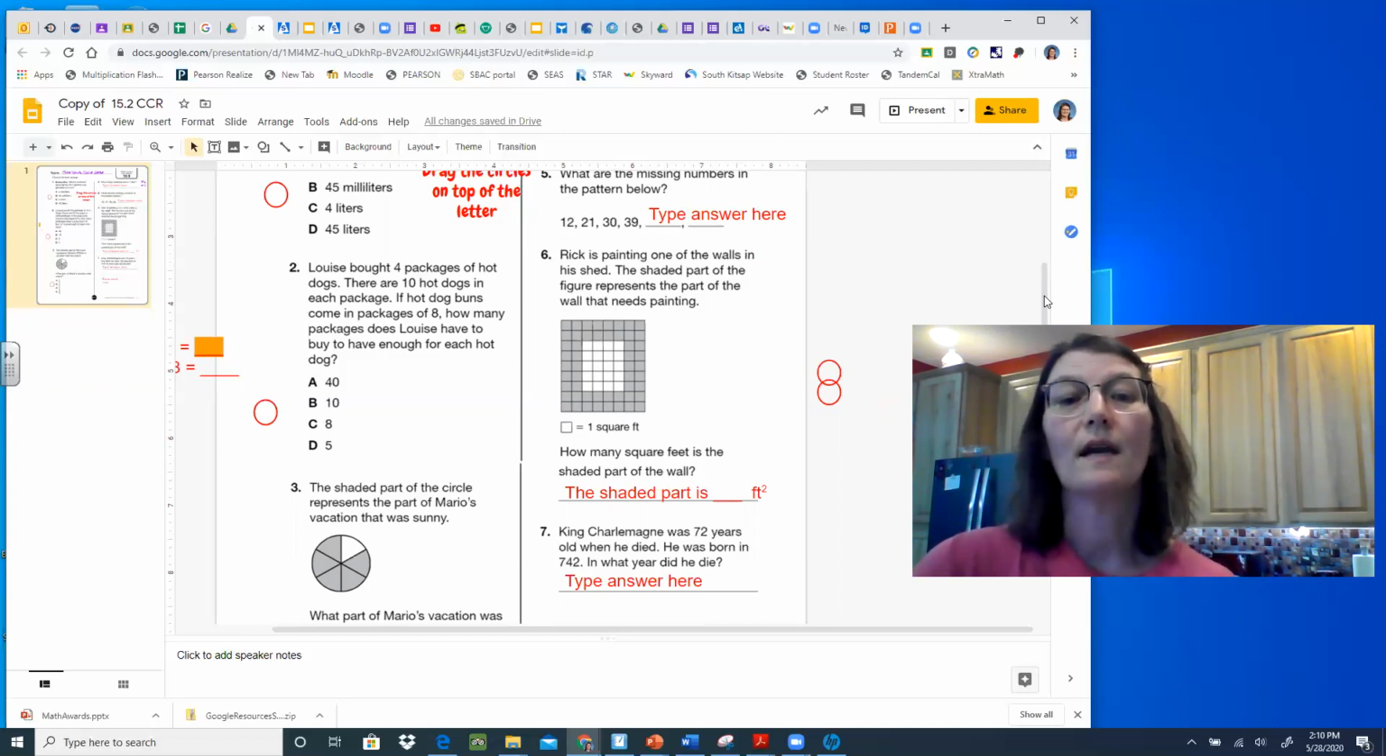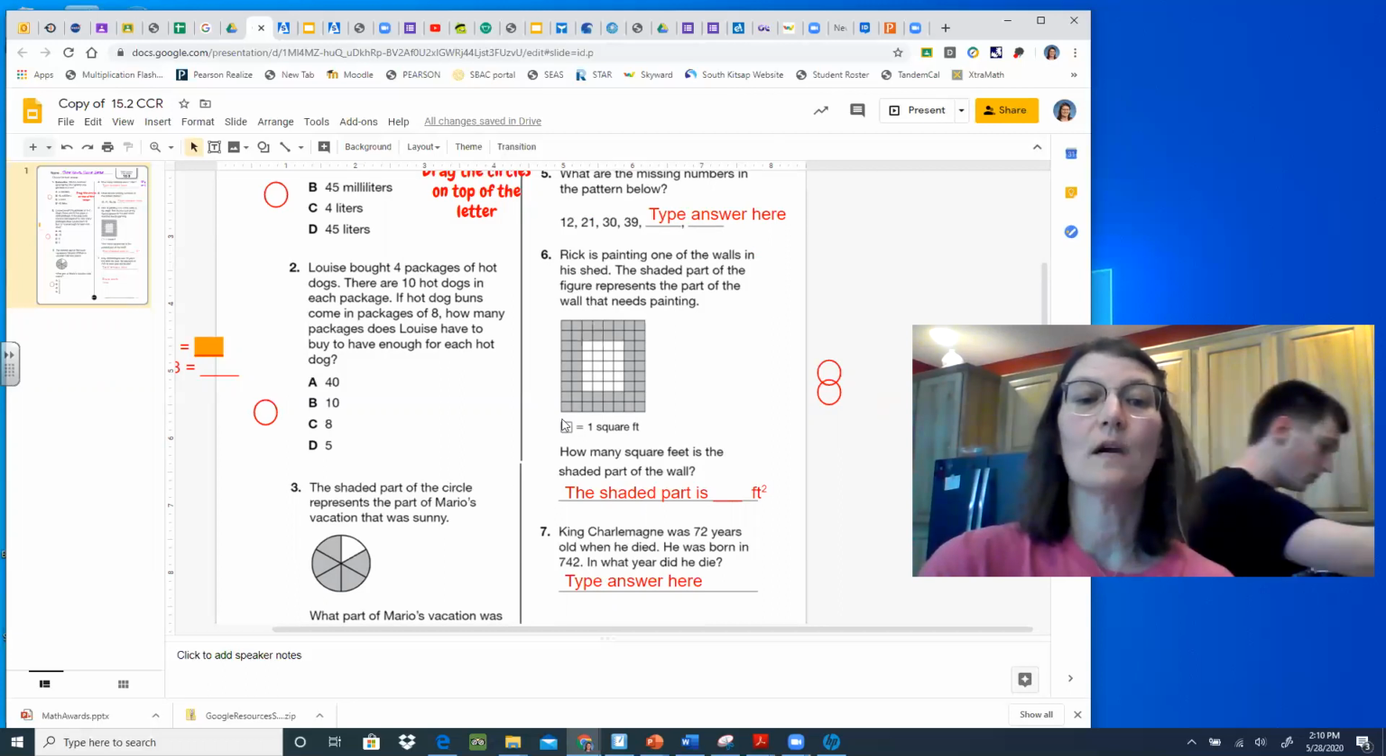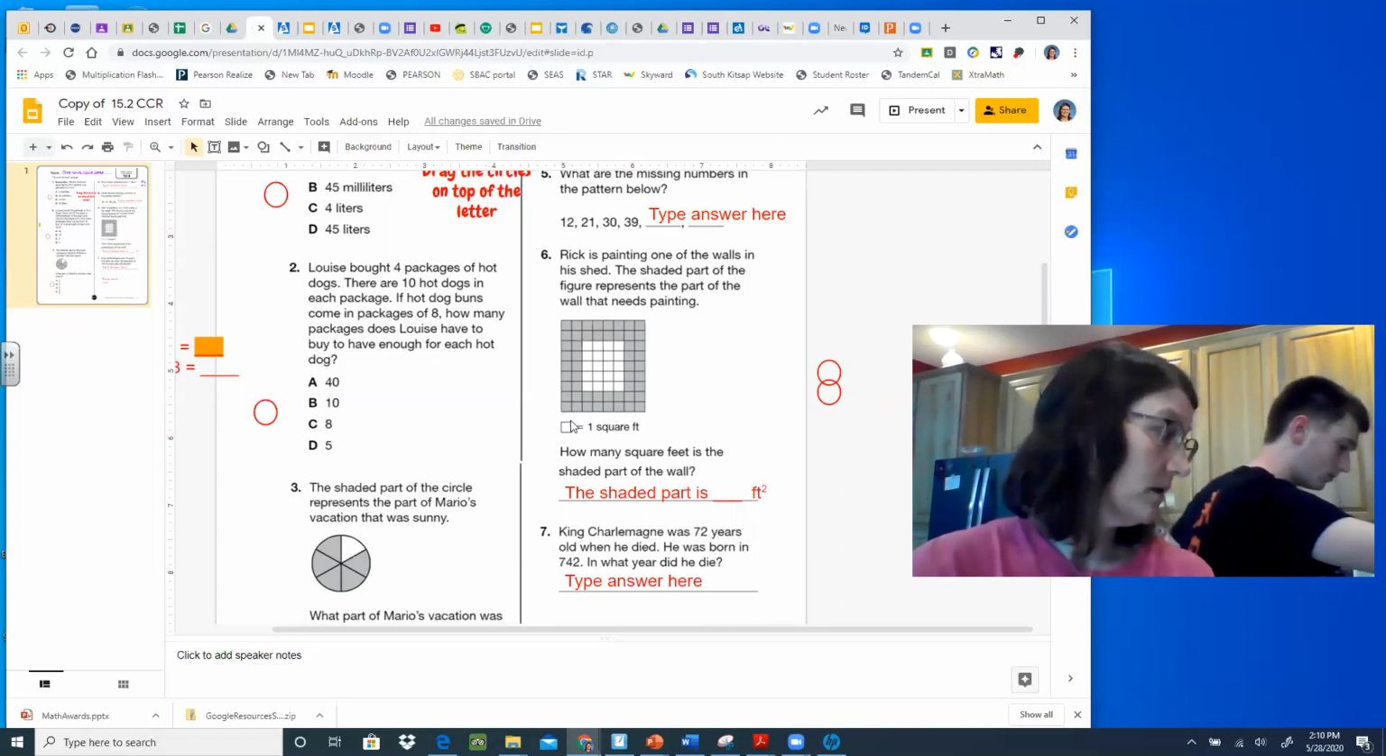Okay, so let's look at that again. The shaded part of the figure represents the part of the wall that needs painting. Each of these little squares represents 1 square foot.